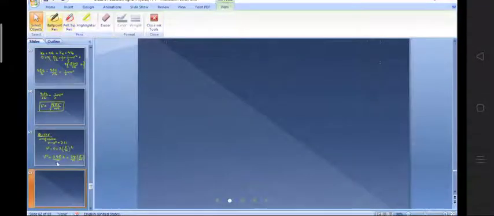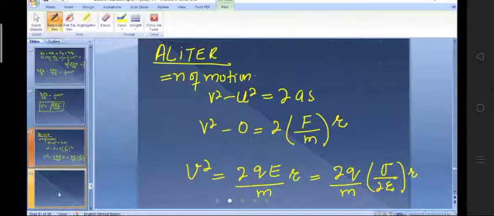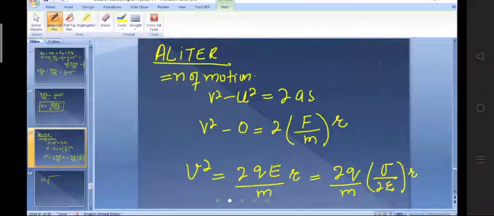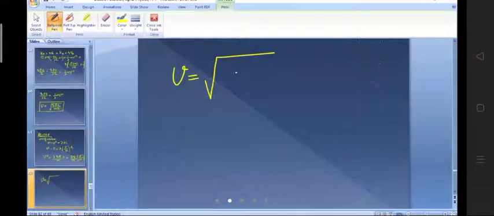So what I will do is this. Velocity V will finally equal this. 2 and 2 is going to cancel. So velocity V will be equal to under root of all this, which is Q sigma R divided by M epsilon naught. So the answer will be exactly same, isn't it?